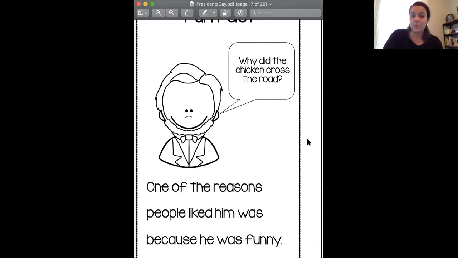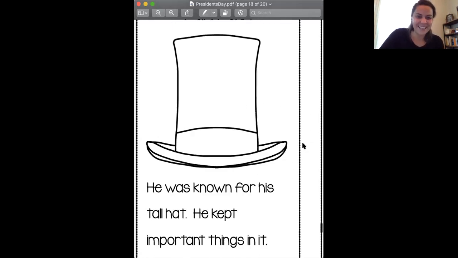Here's his fun fact. One of the reasons people liked him was because he was funny. So he tells a joke. It says, why did the chicken cross the road? Does anybody know the answer to that one? Is it to get to the other side? I've heard that one before.